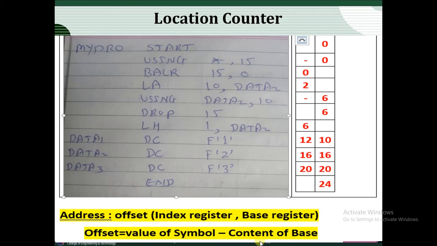These are the basic formulas we are required to use to generate the machine code. For the given program, we need to find the symbol table, literal table, machine table and base table. So while generating the machine table, we need to use such formulas: address equals offset, index register and base register. And how do we calculate the offset? Offset we can calculate on the basis of the value of symbol minus content of base.